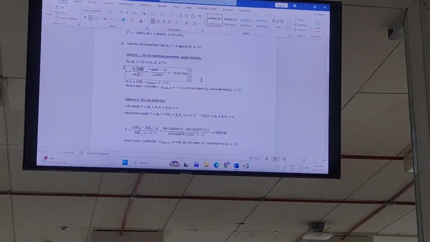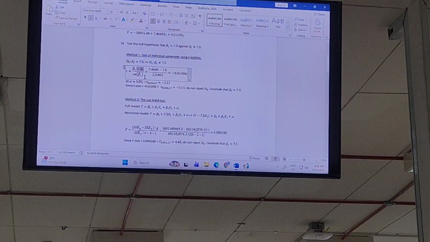negative 0.01366. You don't have this value in the output. So you calculate it and compare to the critical value from the t table. How do you identify the critical value? This is a two-tailed test, so you have two sides of the rejection region, the positive side as well as the negative side. You perform the test at the 5% significance level. When you refer to the table, refer to 5% divided by 2, 2.5%.